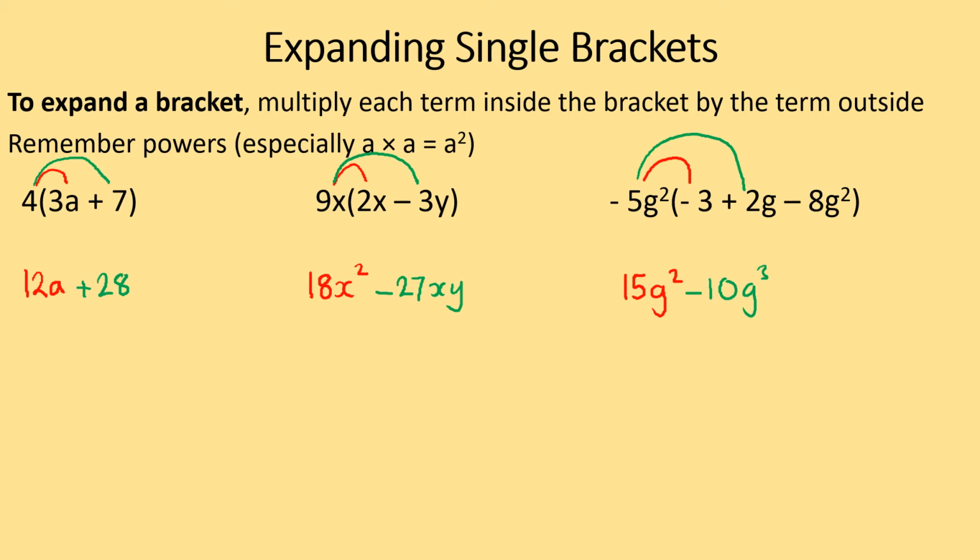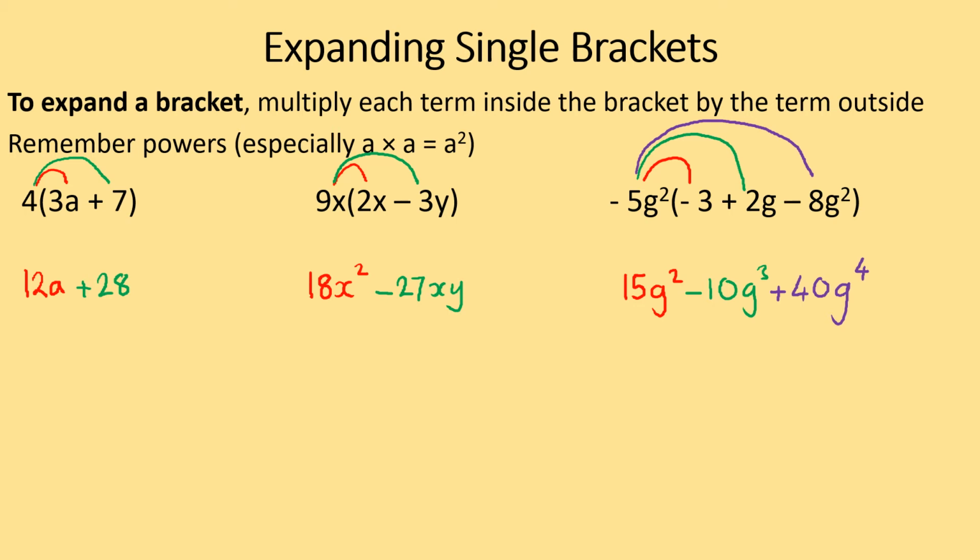And then our very last one, we've got minus 5g squared times minus 8g squared. So we're going to go up to plus 40 from minus 5 times 8, and then g to the power of 4 from g squared times g squared. We just add the powers together. Okay, so that's it for that one.